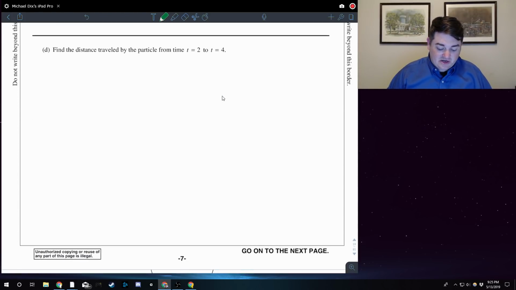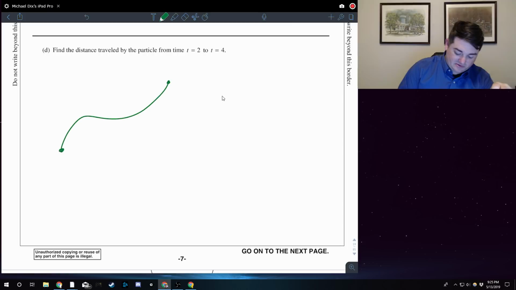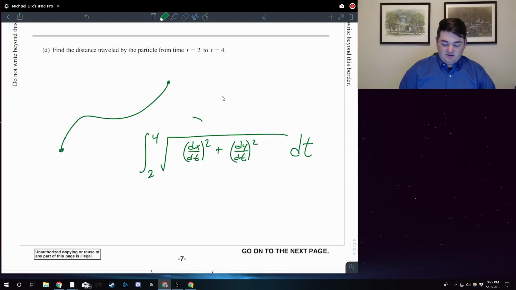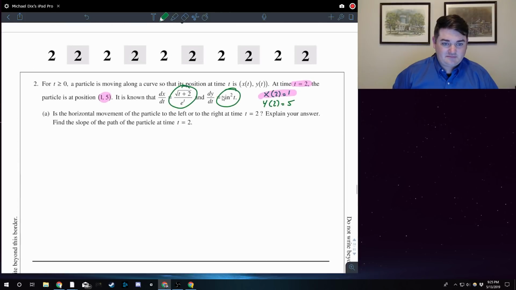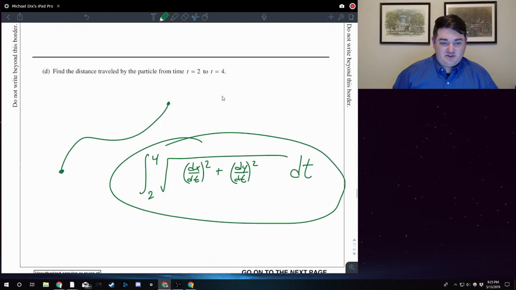And D, find the distance traveled by the particle from 2 to 4. Okay, remember, parametric distance traveled is the same thing as parametric arc length. Because if that's how far it traveled, finding this distance is the same as finding the length of that arc. So it's going to be the integral from 2 to 4 of the square root of (dx/dt) squared plus (dy/dt) squared dt. Okay, look how formula driven this problem was. Well, maybe not as bad as I thought. You definitely had to know the formula for speed and the formula for distance traveled.